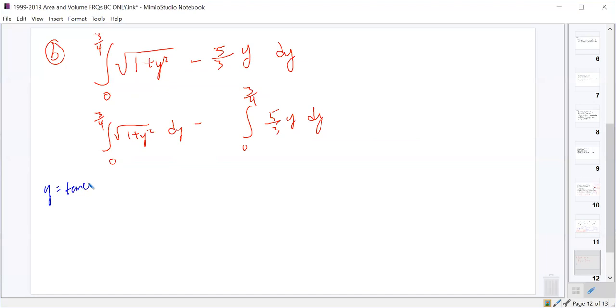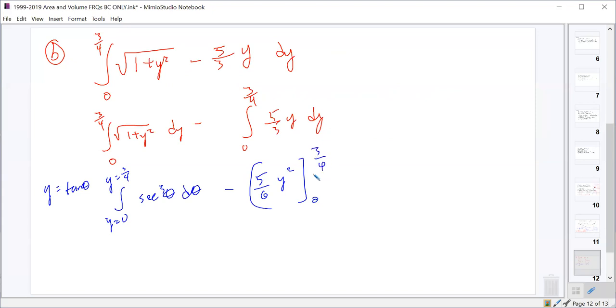let y equal tangent theta. And so you'd end up with 1 plus tangent squared, which would be secant squared, which would be secant, and then the derivative would be secant squared. So that'd be an integral, and I'm just going to write y equals 0 to y equals 3/4 of secant cubed theta d theta, and then over here you'd have minus 5/6 y squared from 0 to 3/4.